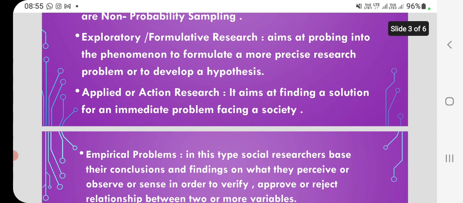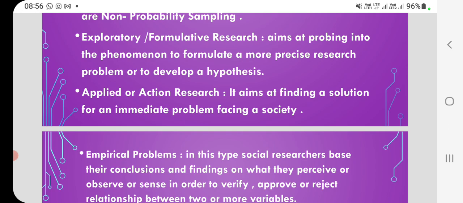Exploratory or formulative research. This research aims at probing into the phenomena to formulate a more precise research problem or to develop a hypothesis. Therefore, this exploratory, or as the name suggests, formulative research is undertaken in the beginning of the research.